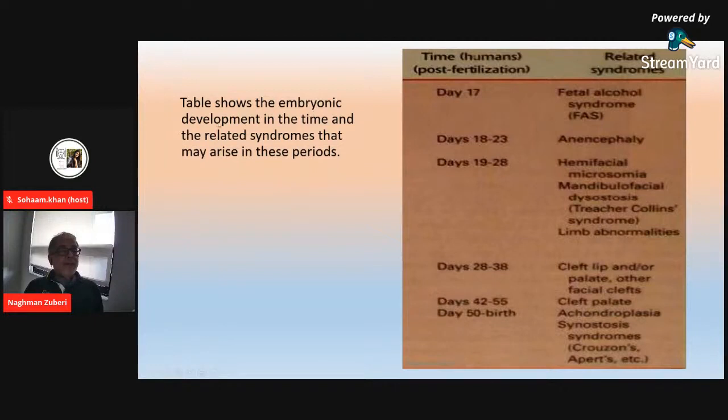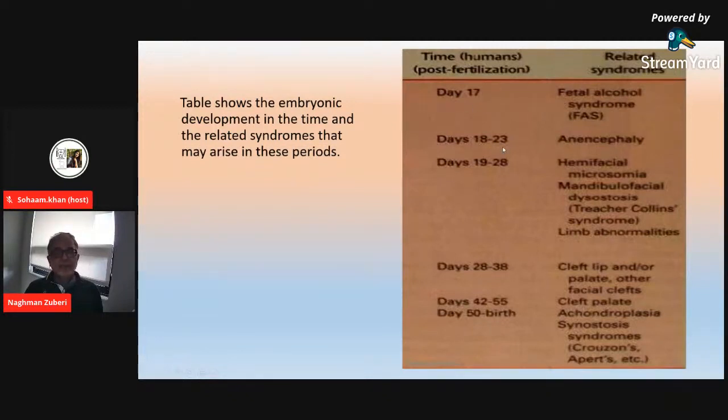This table shows the embryonic development in time and the related syndromes that may arise during those periods. Day 17, that is very important, and chances of fetal alcohol syndrome may develop at this time. Mothers who are having very high alcohol levels, and nowadays it is a general consideration that pregnant ladies should not take alcohol at all. So for those ladies, their children have a chance that they may develop fetal alcohol syndrome.